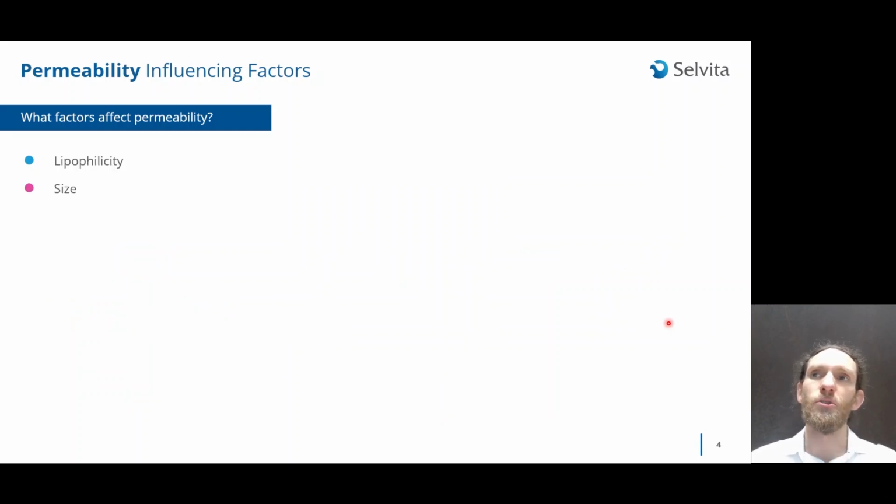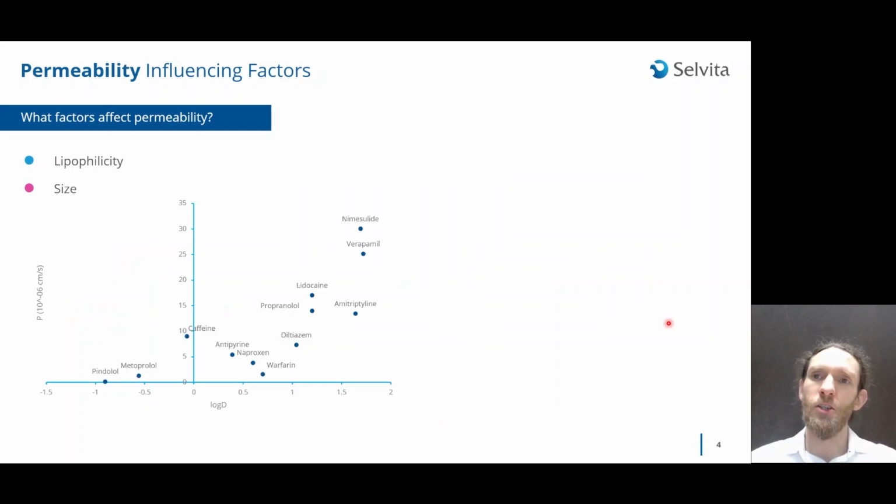Now, what other factors affect permeability? For sure, lipophilicity and size. What are the trends here? If we plot the drugs across log D and permeability, we will see that generally with an increase of lipophilicity, we will see an increase of permeability. This is the general statistical tendency.